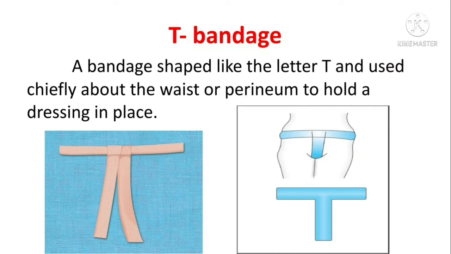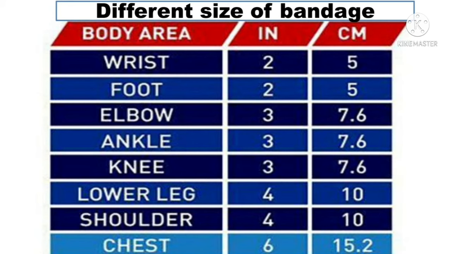T bandage. It is a special type of bandage. It's shaped like the letter T and used chiefly about the waist or perineum to hold a dressing in place. There are different sizes of bandages which can be used and selected according to the injured body area and according to the size of the wound also.